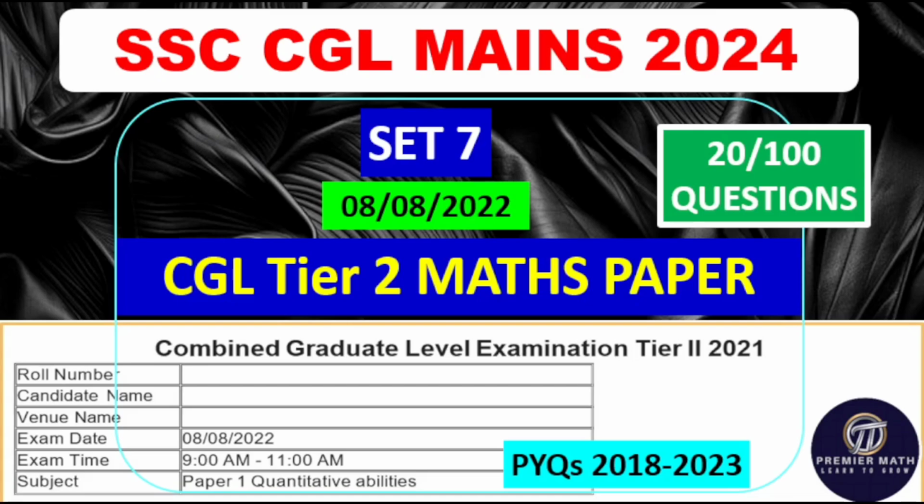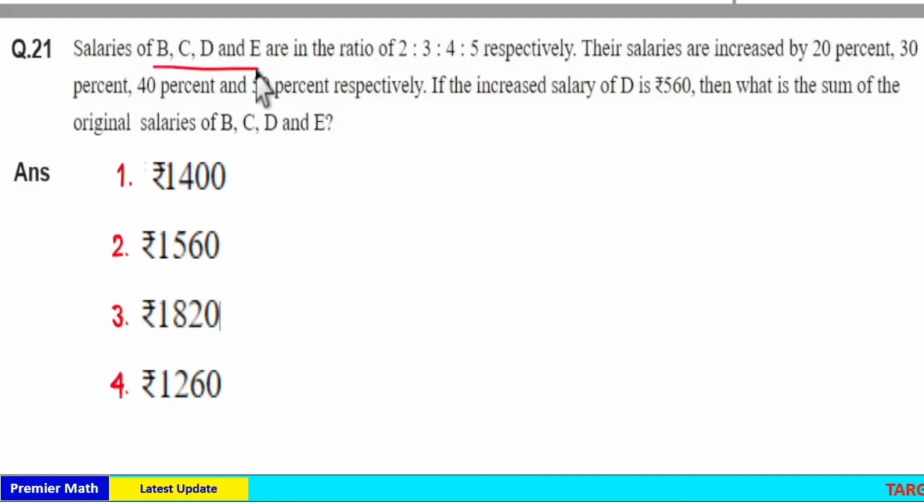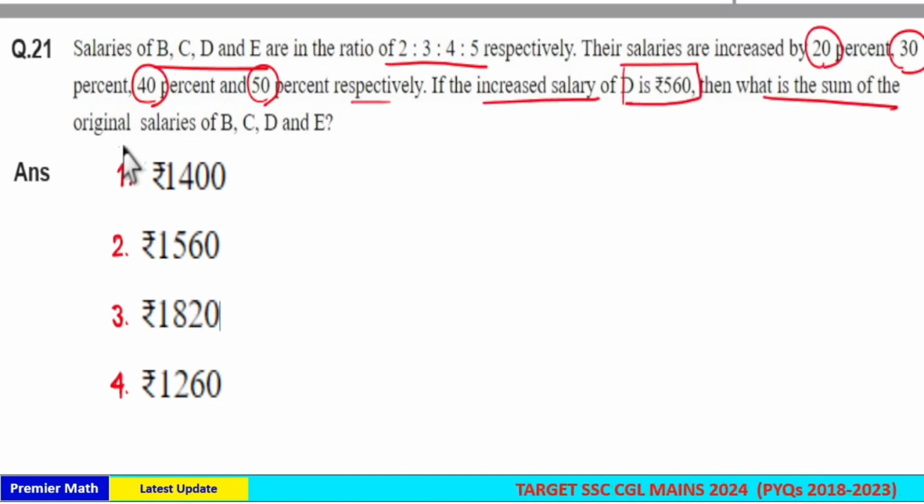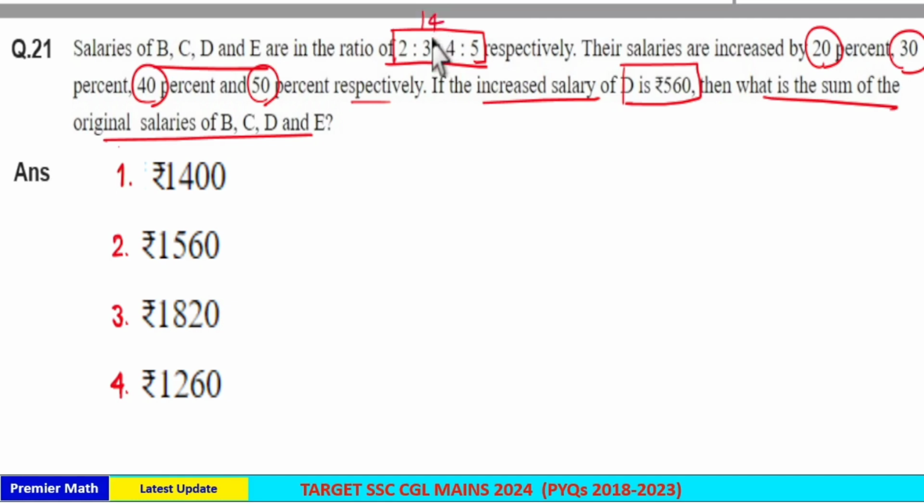Our first question is: salaries of B, C, D and E are in the ratio 2:3:4:5 respectively. Their salaries are increased by 20%, 30%, 40% and 50% respectively. If the increased salary of D is rupees 560, then what is the sum of original salaries of B, C, D and E? Here, sum of ratios is 5 plus 4 plus 3 plus 2, which is 14. So, answer is a multiple of 14.